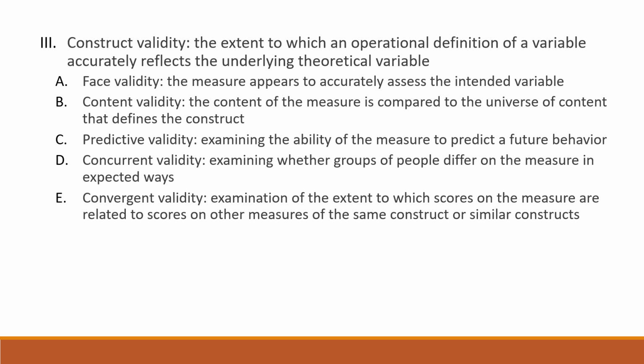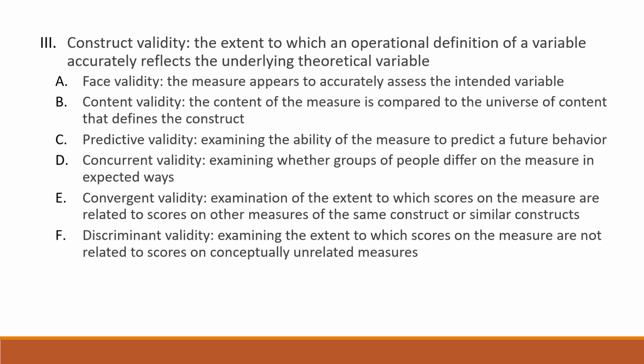Convergent validity examines the extent to which scores on the measure are related to scores on other measures of the same construct or similar constructs. So if you're developing a new measure, it should be related to previously established measures. If you're creating a new intelligence test, it should be related to previously standardized intelligence tests.